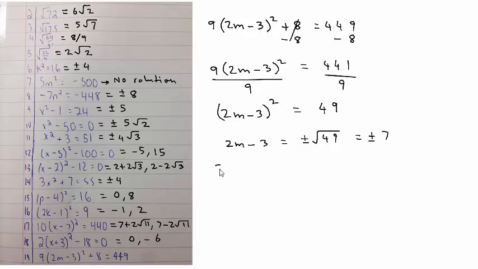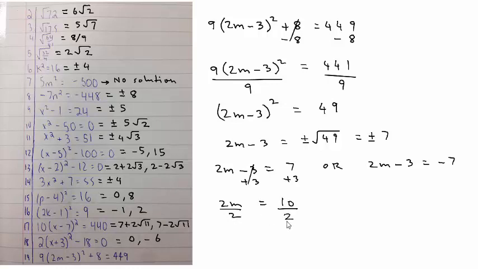Now we have either 2m minus 3 is equal to plus 7 or 2m minus 3 is equal to negative 7. You want to solve for m, add 3, add 3. So you have 2m is equal to 7 plus 3 is 10. Divide both sides by 2. You have m is equal to 5. That's one of our answers.